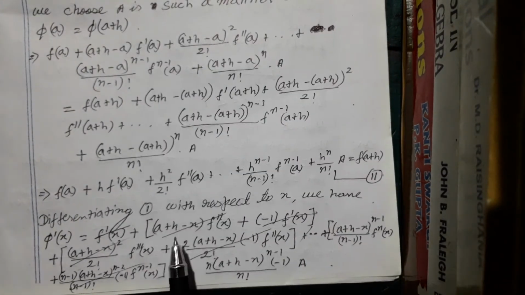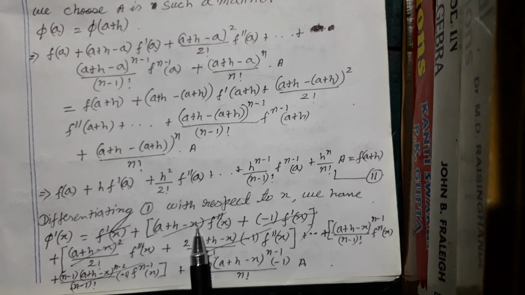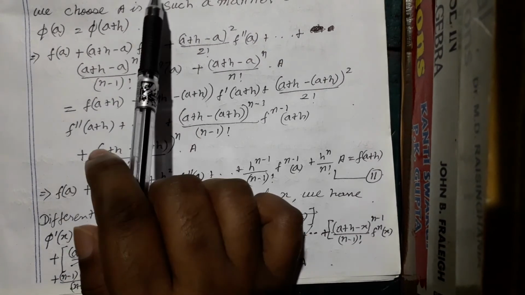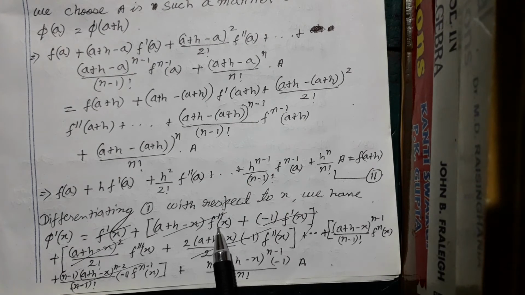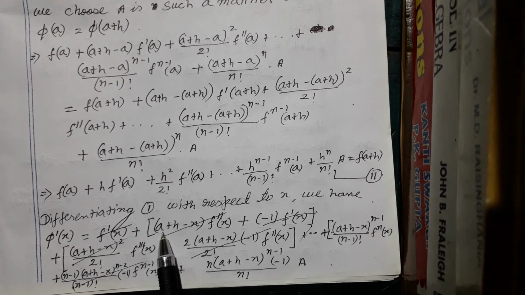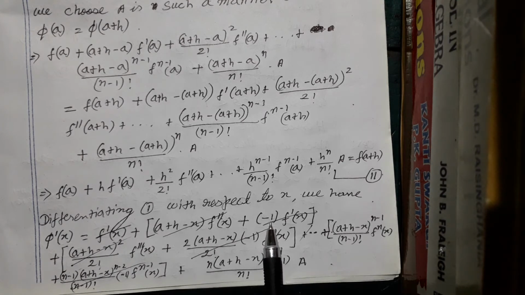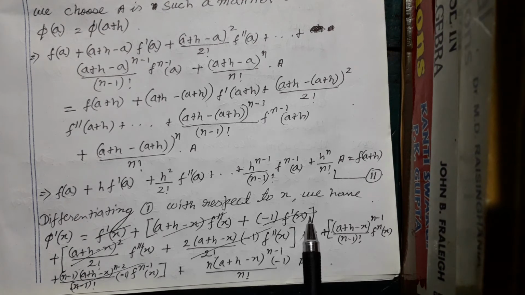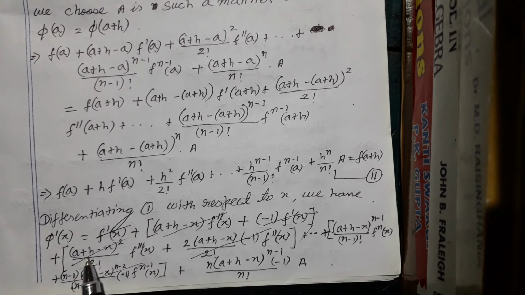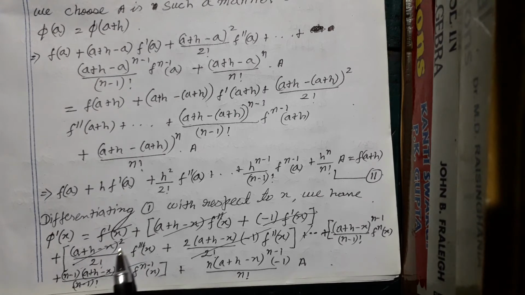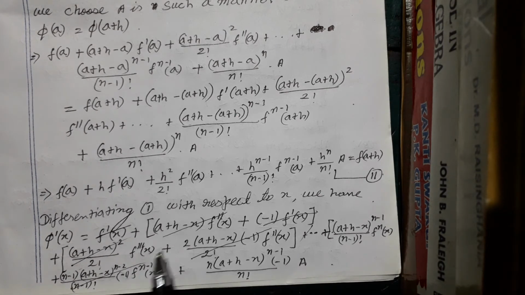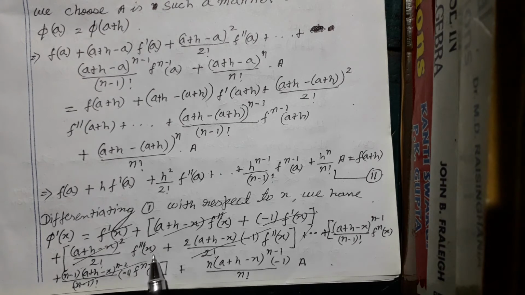If I do it that way, I get here a plus h minus x. Since I'm differentiating f dash x here, it will be nothing but f double dash x. Now if I differentiate this function, a is a constant, we get 0, h is also a constant, we get 0, and if I differentiate minus x, I get nothing but minus 1. So we get minus 1 f dash x. In the similar way, we have here plus a plus h minus x whole squared by 2 factorial. You differentiate f double dash, so we get f triple dash x.